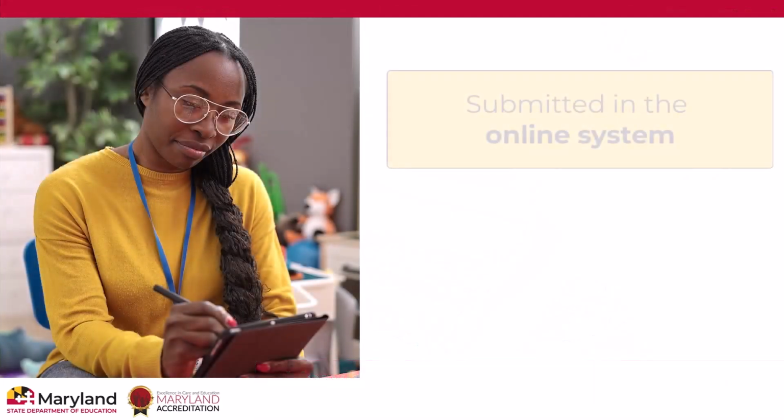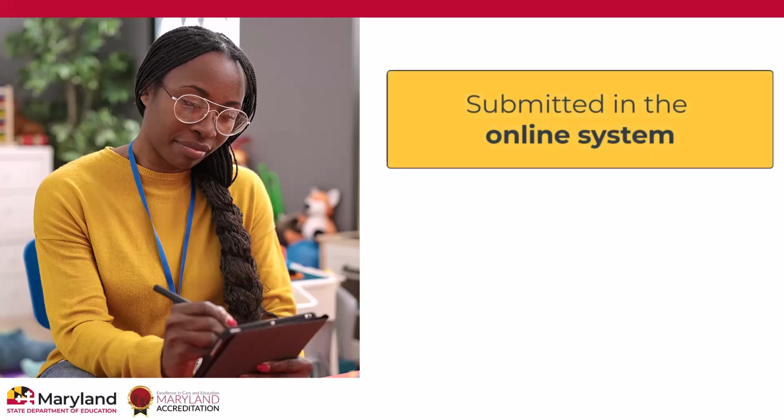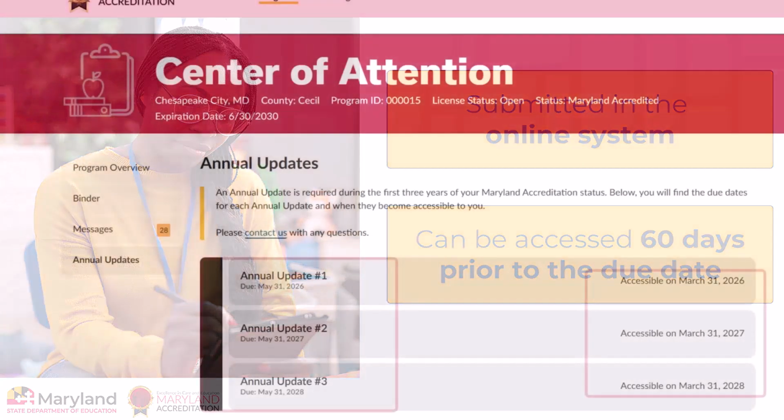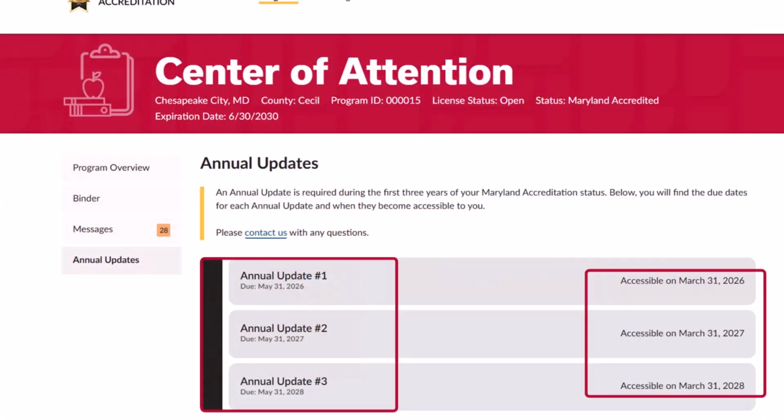Annual Update section of the Maryland Accreditation online system, with due dates and accessible dates highlighted. Annual updates are submitted in the online system and can be accessed 60 days prior to the due date. Selecting Annual Updates allows you to see due dates and the dates each annual update is available for completion.